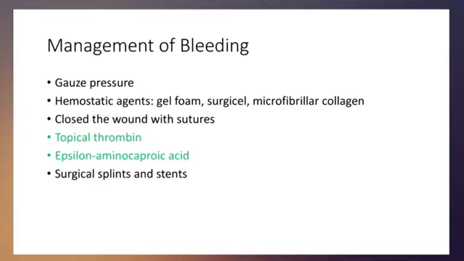Management of bleeding intra-op: use of gauze pressure, gel foam, Surgicel, microfibrillar collagen, closed wound with tight sutures, topical thrombin, Amicar and Amicar rinses and tranexamic acid, and use of surgical splint and stents might be helpful.